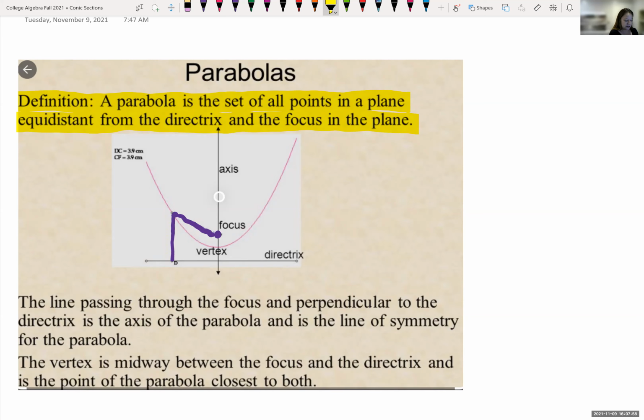So the line passing through the focus and perpendicular to the directrix is the axis of the parabola and the line of symmetry for that parabola. And we've seen before that parabolas were symmetrical across that axis of symmetry. And so right here, this is our axis of symmetry. Our axis of symmetry has to be perpendicular to this directrix.